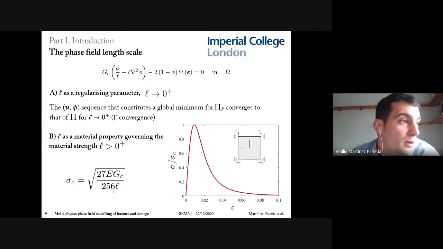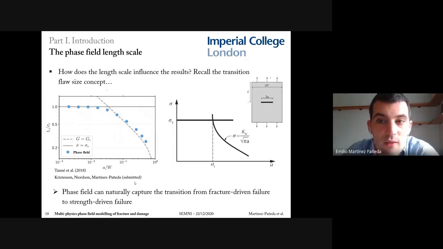If the length scale approaches 0, then the strength becomes infinite, as predicted by Inglis and linear elastic fracture mechanics. But of course, in reality, materials do have a finite strength, and thus considering a finite value of the length scale is suitable. In fact, phase field models can naturally capture the transition from fracture-driven failure to strength-driven failure, thanks to the role played by this length scale. Those of you familiar with fracture mechanics will recall the concept of a transition flaw size. If a crack is larger than the transition flaw size, then one uses fracture mechanics, otherwise failure is driven by the mechanical strength. This is a concept that is very widely used in standards and design. And this is naturally captured in phase field fracture, as you can see in the slide.